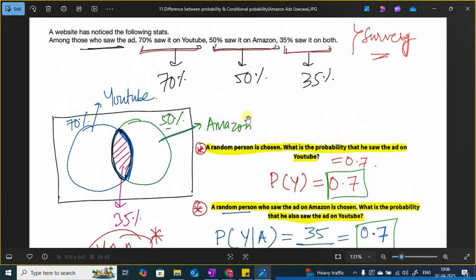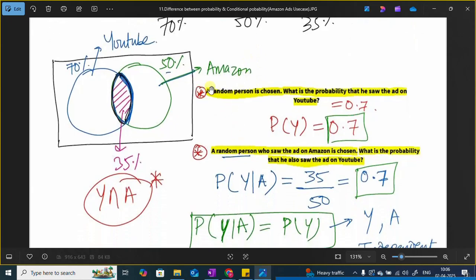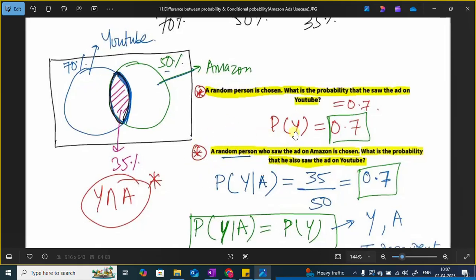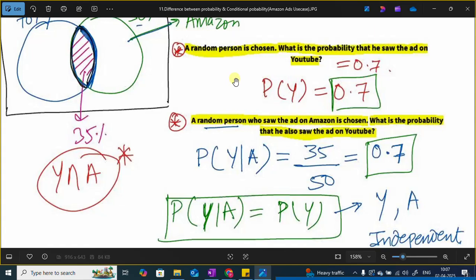Fine. Now, what is the question? The first question is related to probability. The second question is related to conditional probability. Now try to read these two questions and try to compare. You'll get 100% clarity. What is the difference between probability and conditional probability?